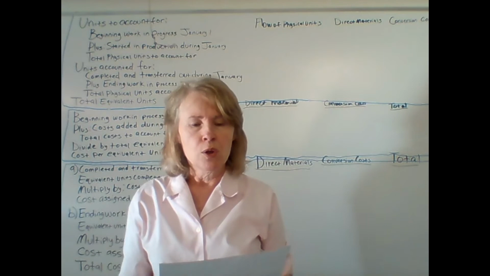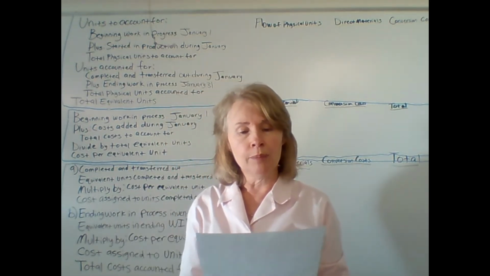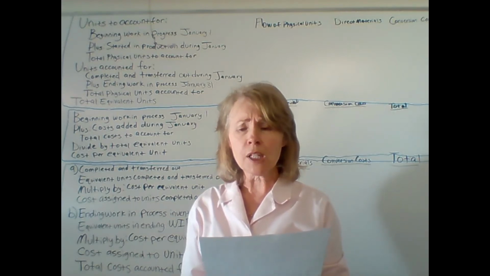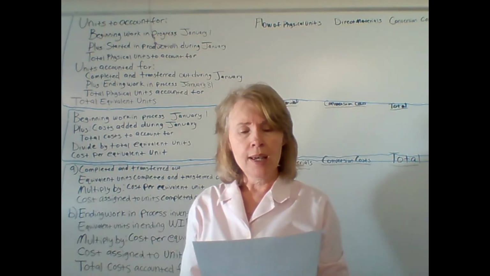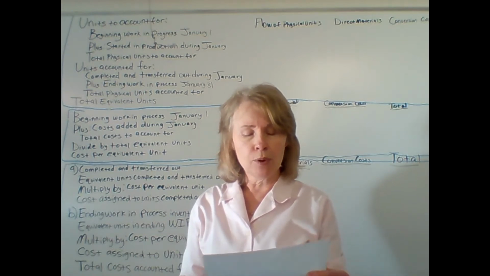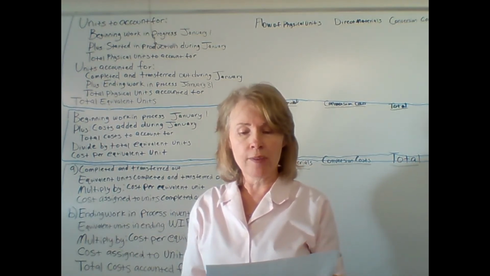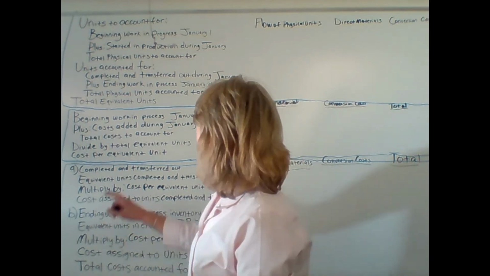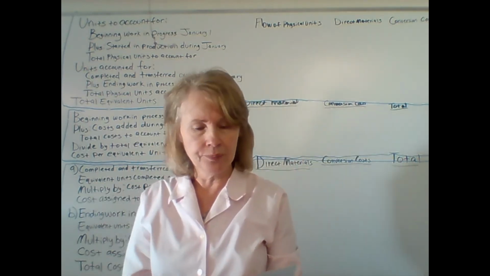Okay. So here's the problem. Woodson Dairy produces an organic butter that is sold by the pound. The production of butter begins in the churning department. Data for the churning department for January follows. Units in beginning work in process inventory are 100,000 units. Okay, well, I'm going to start with that over there.